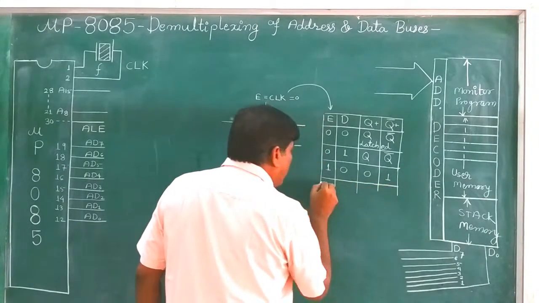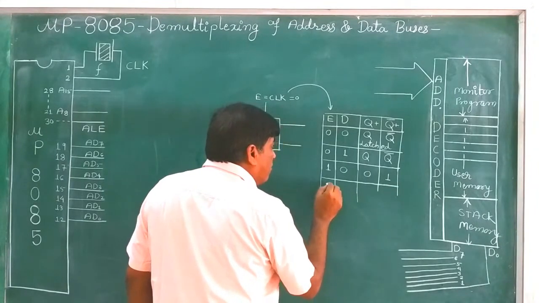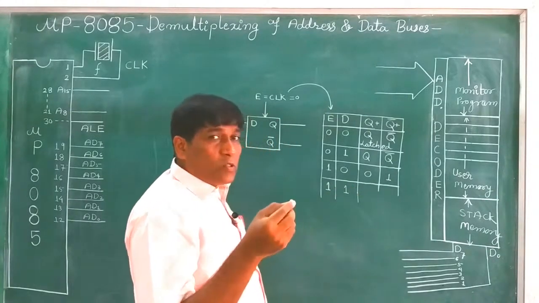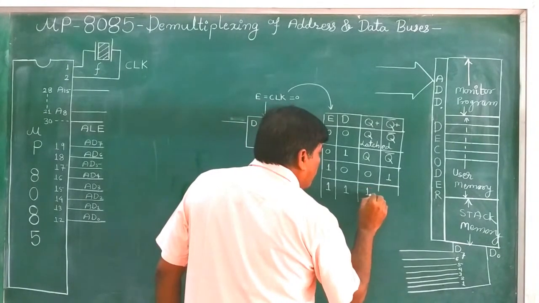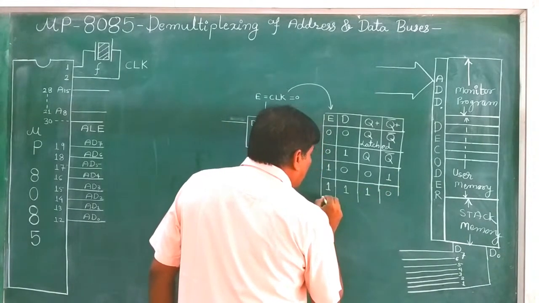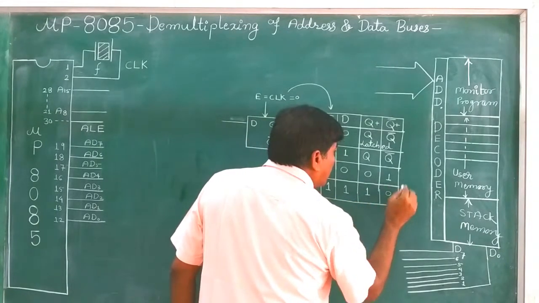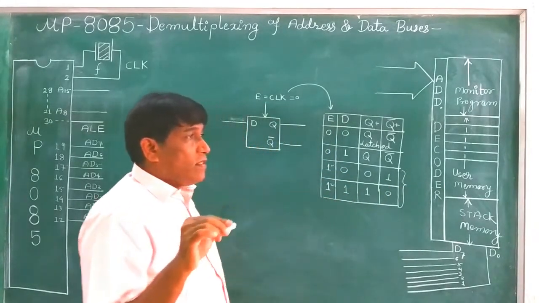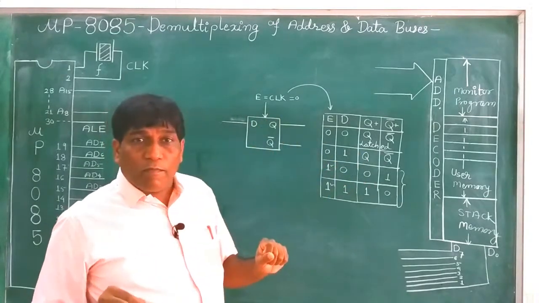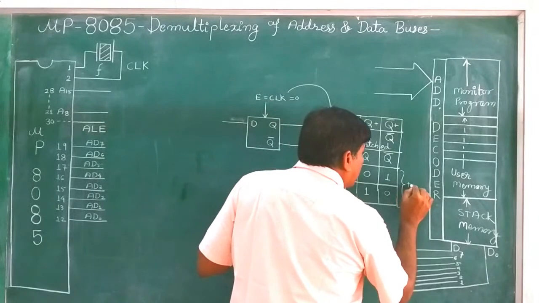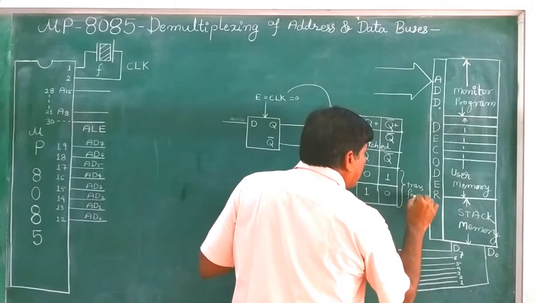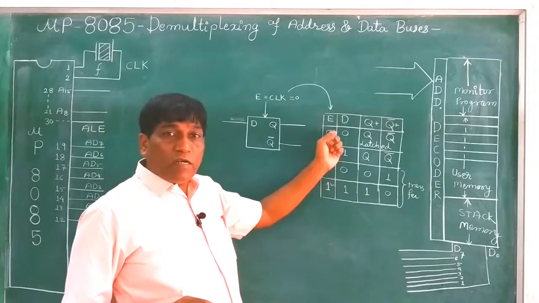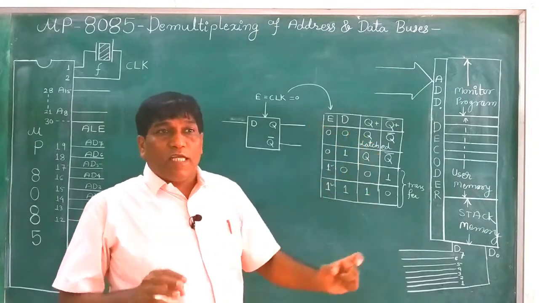Similarly, if we go ahead, if the enable signal is 1 and D is 1, that means the input is also 1, the output will be 1 and Q bar will be 0. That means signals will be transmitted. Whenever the clock is applied to this flip-flop, the input is transferred to the output. And if enable is not activated, it will latch the value. Latch means it will hold the value.